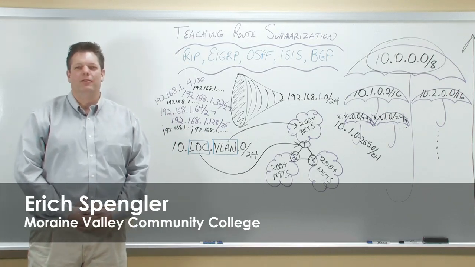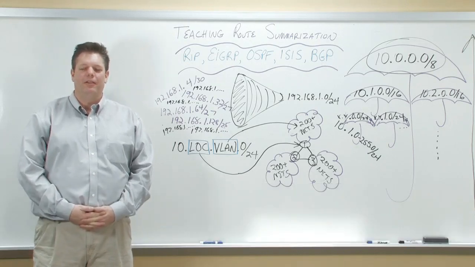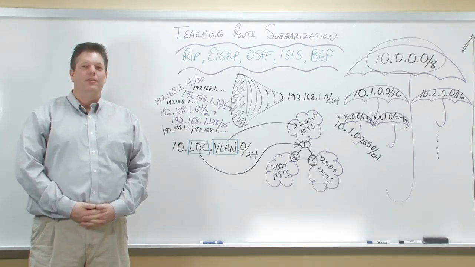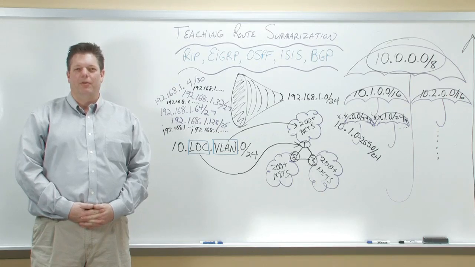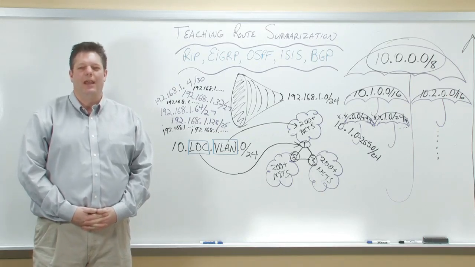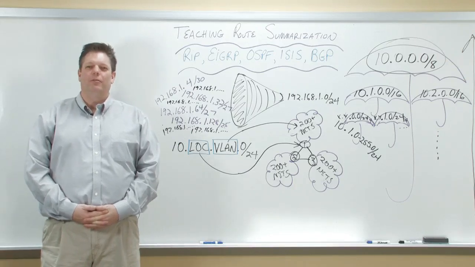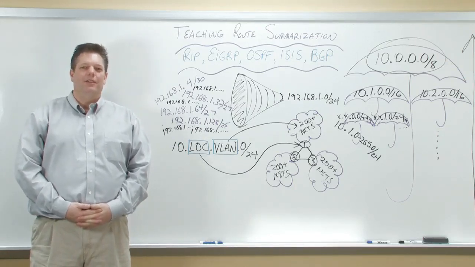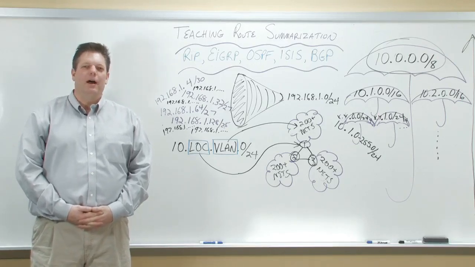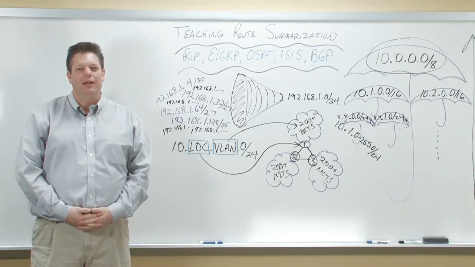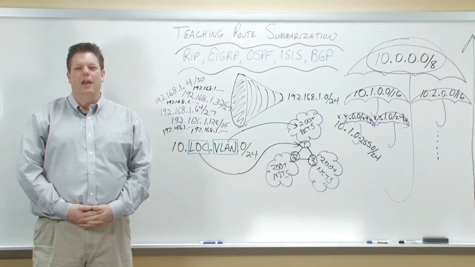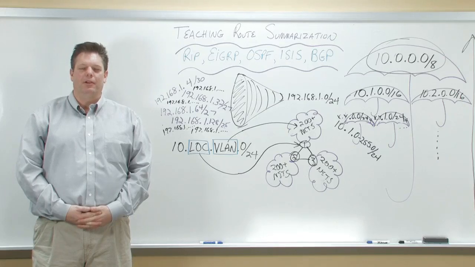Now, route summarization is a little bit different than subnetting. Within subnetting, from a technical standpoint, we take a network prefix and we break it down into smaller networks. Well, the nice thing about teaching route summarization is if we teach it after we teach subnetting, we're able to talk to the students about not breaking it down this time, but building those groups of network prefixes up into a single prefix.